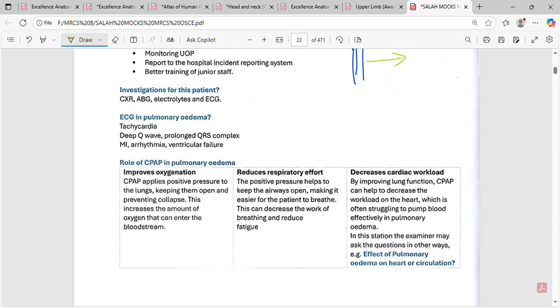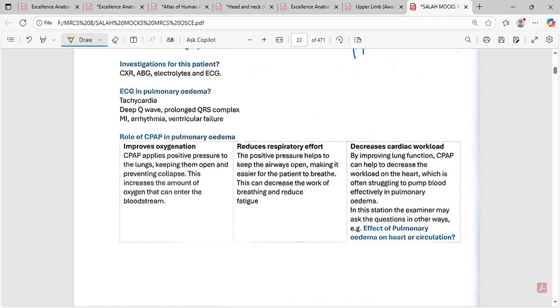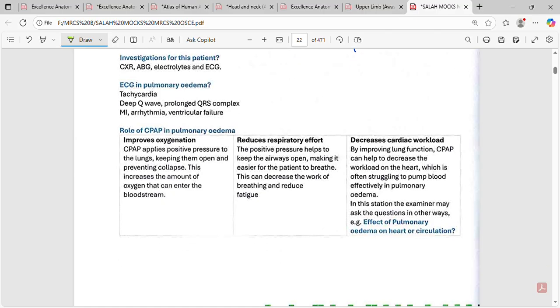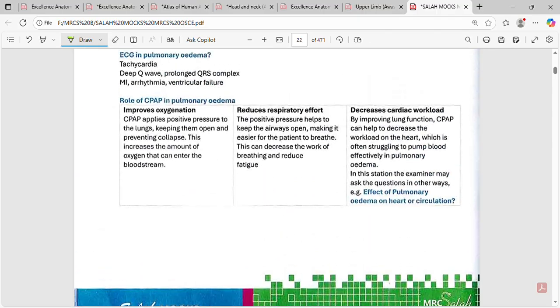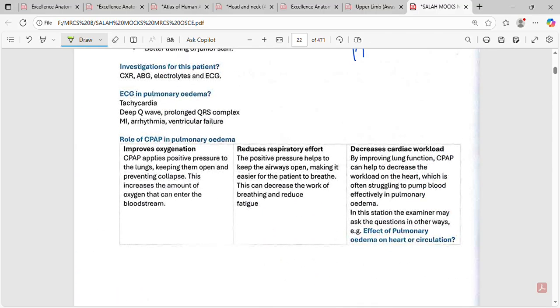Investigations for this patient are chest X-ray, ABG, electrolytes, and ECG. ECG in pulmonary edema: tachycardia, deep Q waves, prolonged QRS complex, MI, arrhythmia, ventricular failure, all these can be shown by the ECG. And the role of CPAP in pulmonary edema.